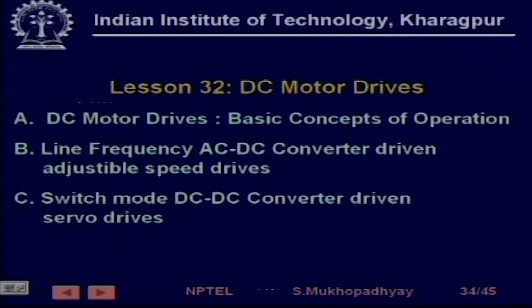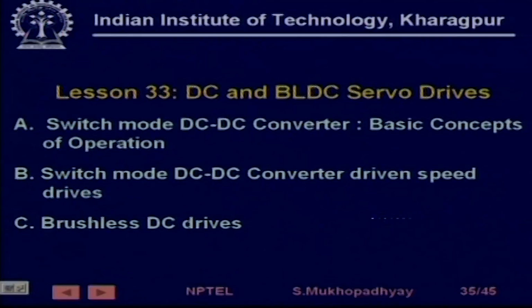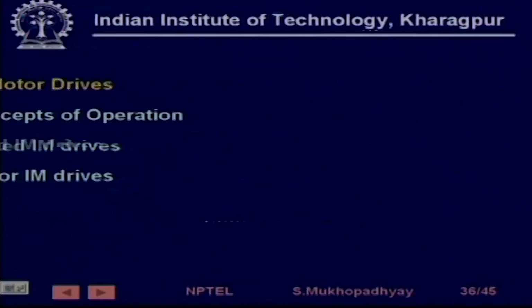So, we took a look at two different kinds of drives, one with a rectifier AC-DC converter and another with a DC-DC converter. We went on, this is a continuation, lesson number 33, of these switch mode DC-DC converters, and then, since these are used for BLDC drives, we also took a look at brushless DC drives, which are essentially AC motors.